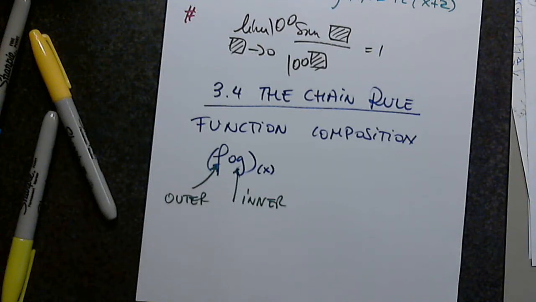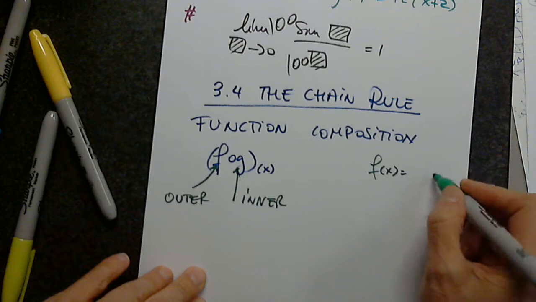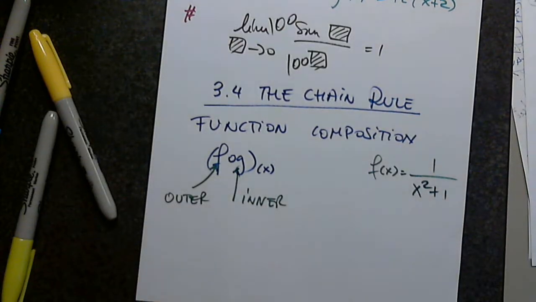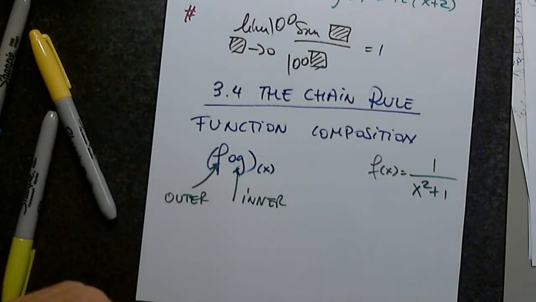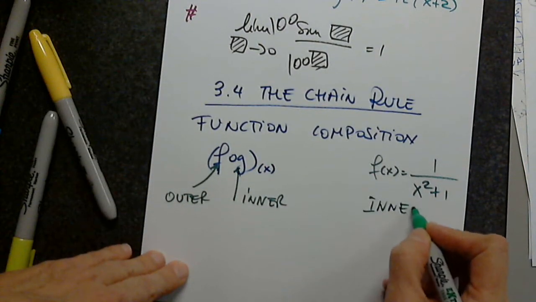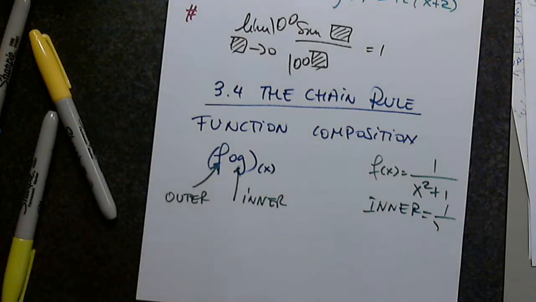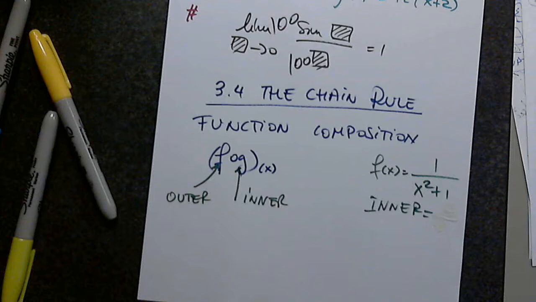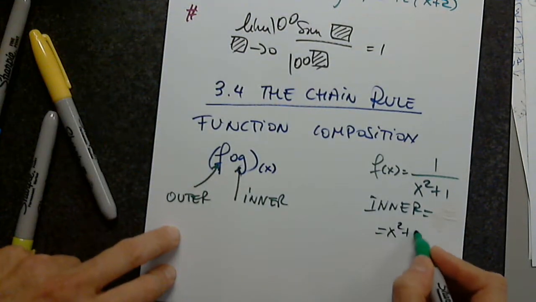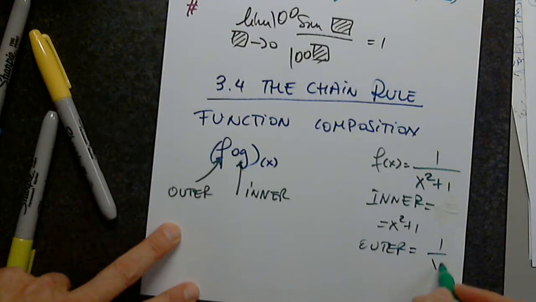In pre-calculus I ask my students to decompose a function. I gave them a function like, let's say, F of X equals 1 over X squared plus 1, and I said, find an inner function. There is more than one correct answer. Find an inner function and find the outer function. My students said the inner function is the first one you apply to X, so the inner is X squared plus 1. Then they said the outer is 1 over X. So the inner is X squared plus 1, and the outer is 1 over X.